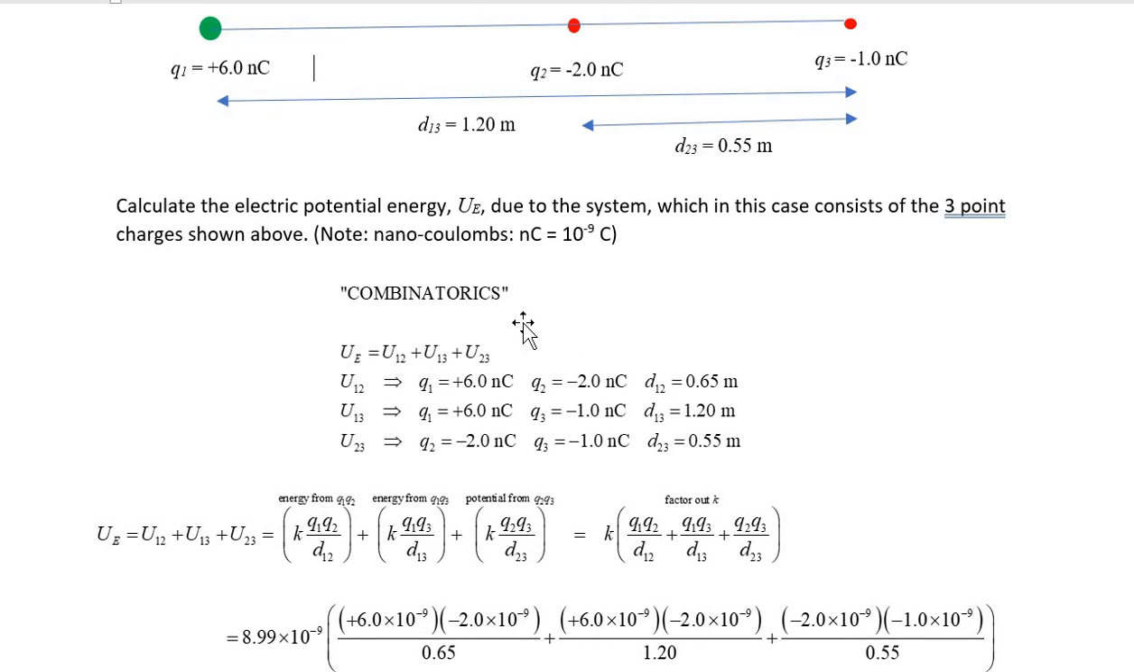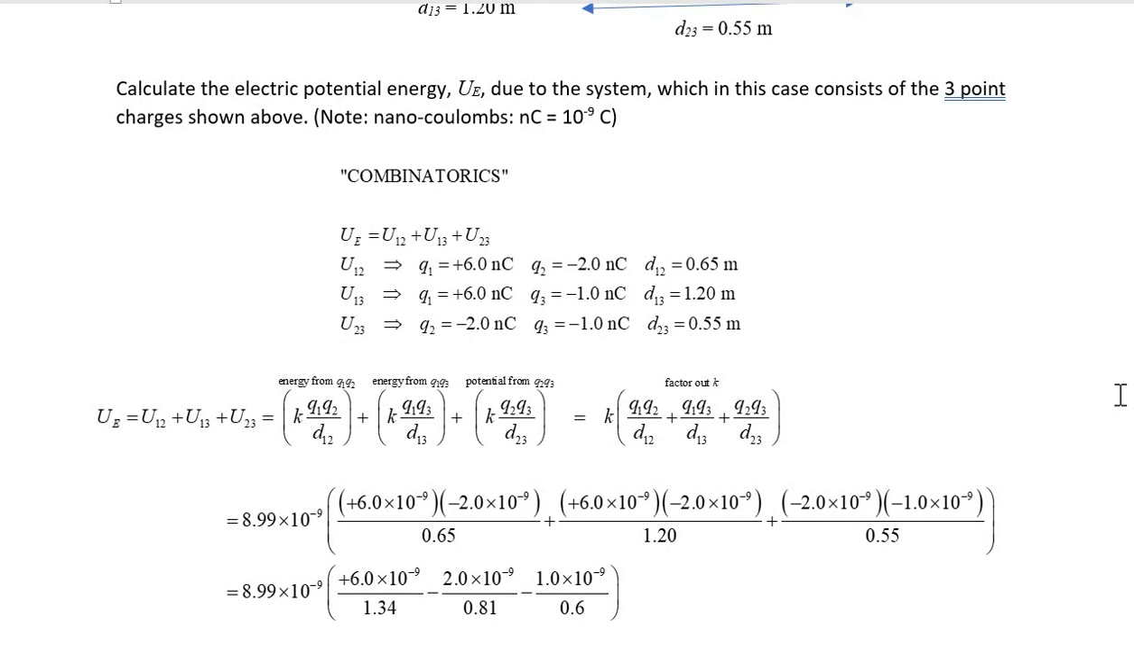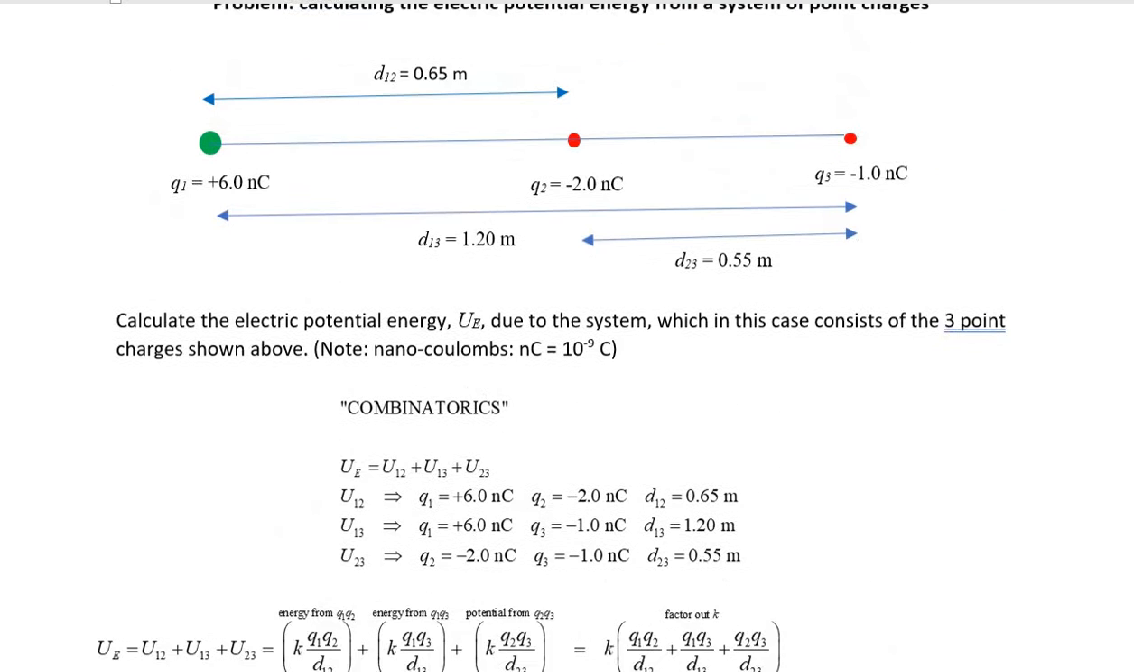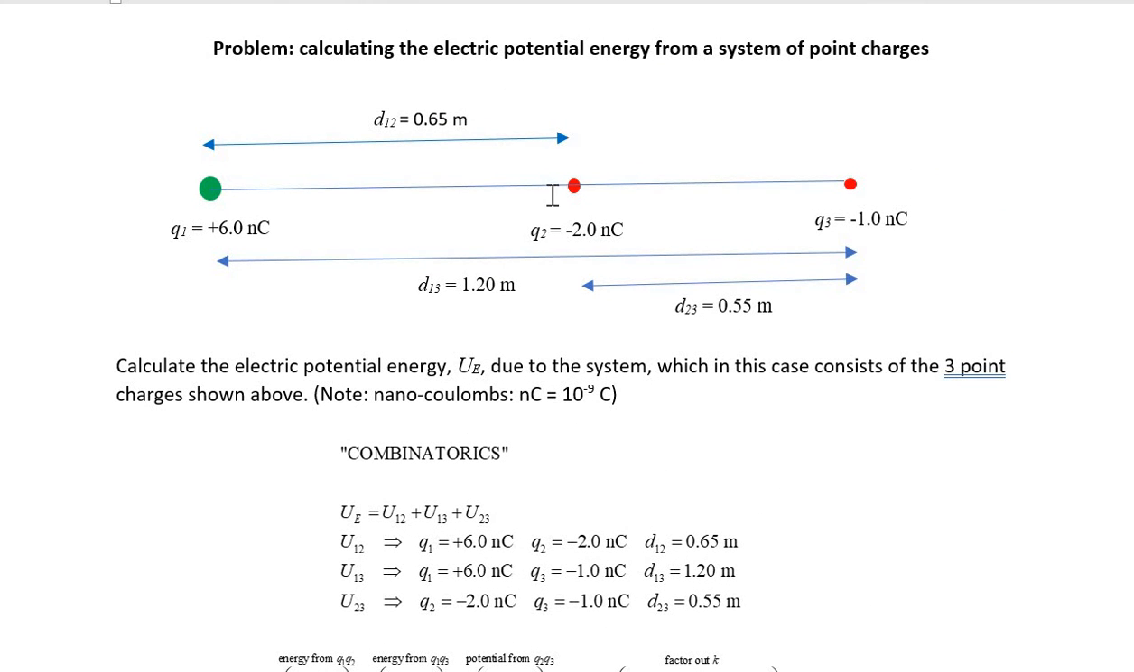Now, for this method, I do this differently than most textbooks. I use combinatorics. I think it's far easier. There might be other people that do this. It's pretty trivial. But anyway, let's look at this. So basically, we're going to have all possible combinations of charges and their respective distances. So what are the possible combinations of charge couplings? A coupling just being a product of charges.